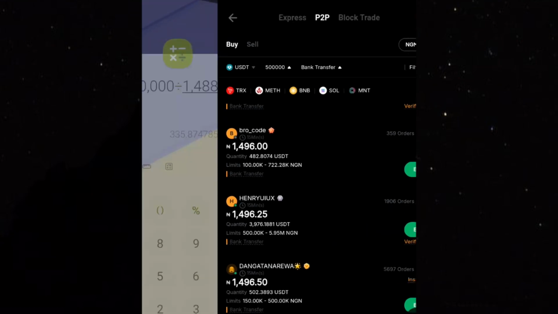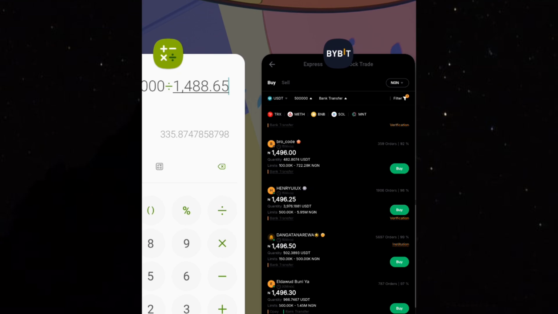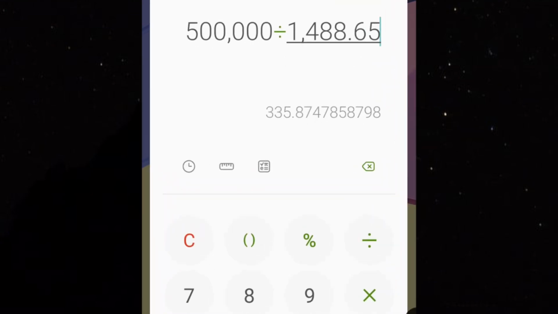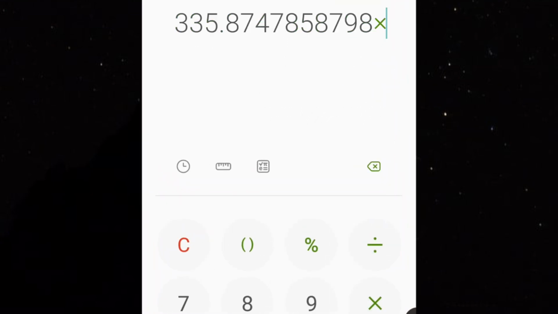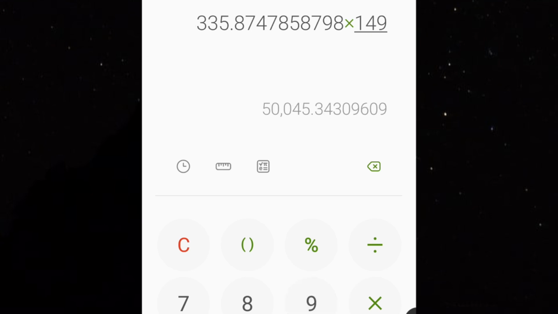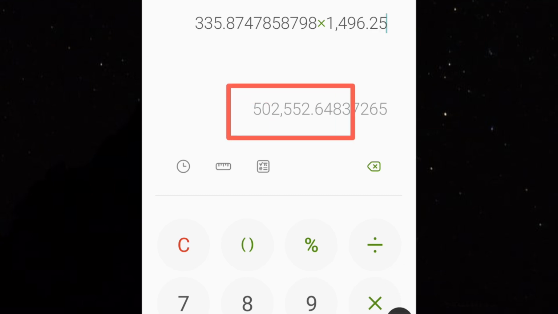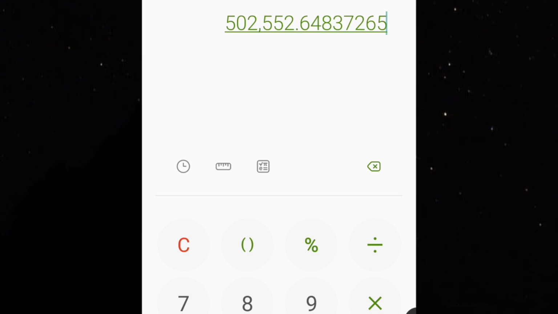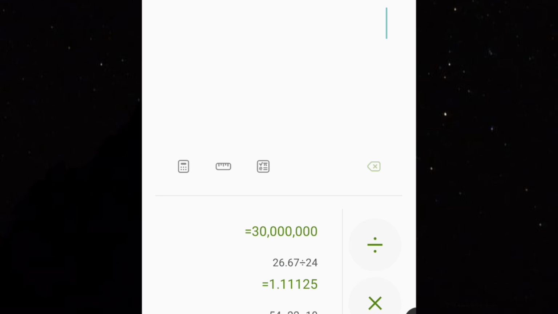Okay, so you come to look at the math. 1496.25, you multiply the rate by 1496.25. So you can see at the end of the day you get back your 500k capital and about 2,500 naira profit. Now you can just remove, okay, let me go back, and this is what you got.